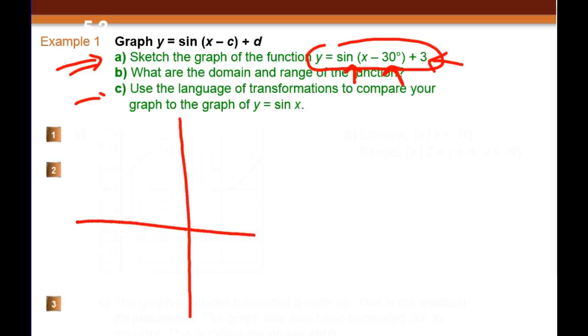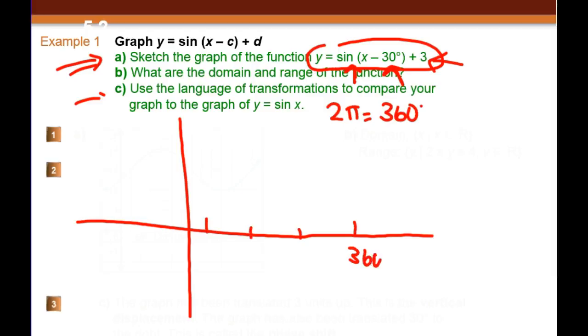And here we go. We know that our period length was 2 pi, right? But we're talking in degrees, so what is that? 2 pi is equal to a full rotation around, so 360 degrees. Okay, so we'll say that's 360 degrees.